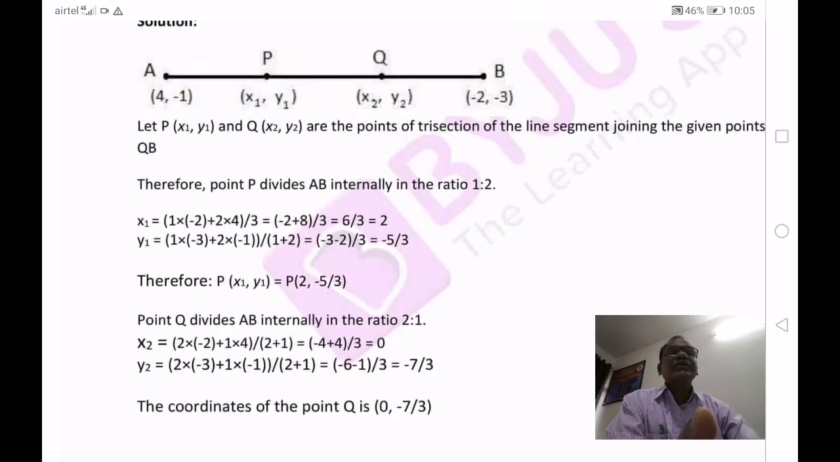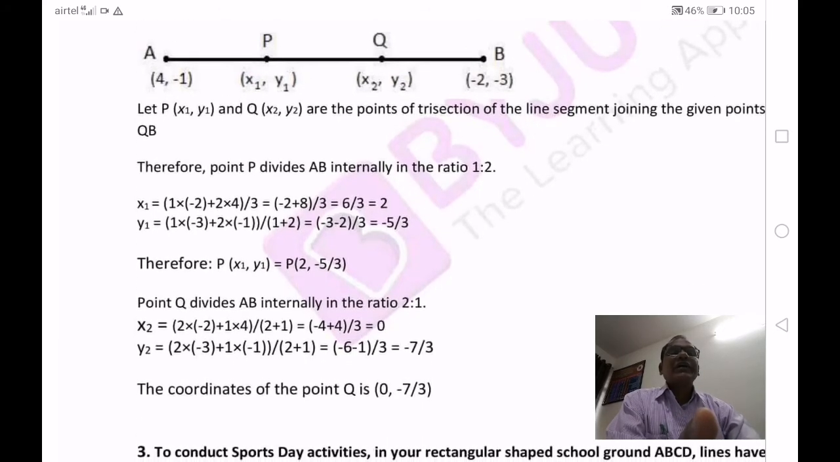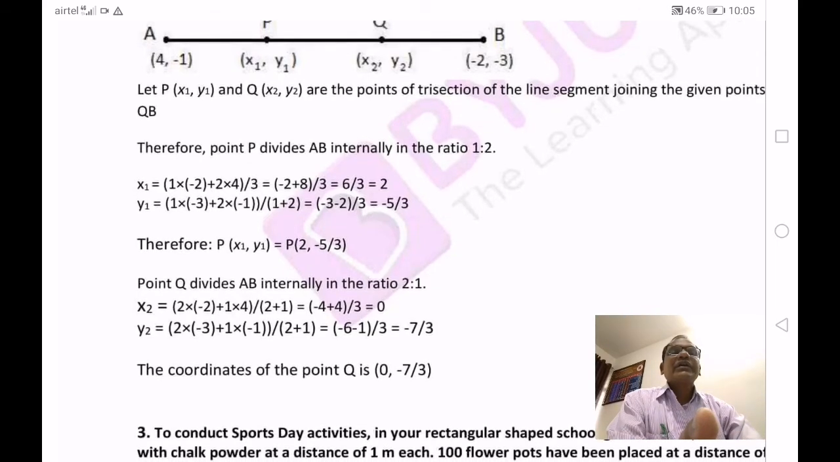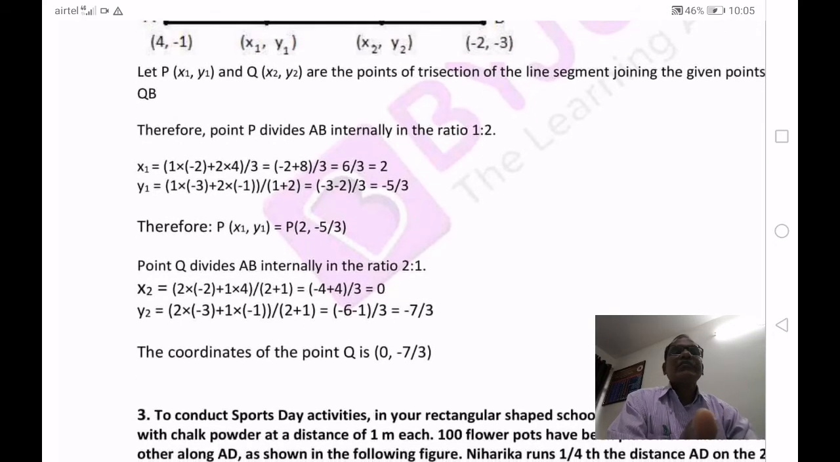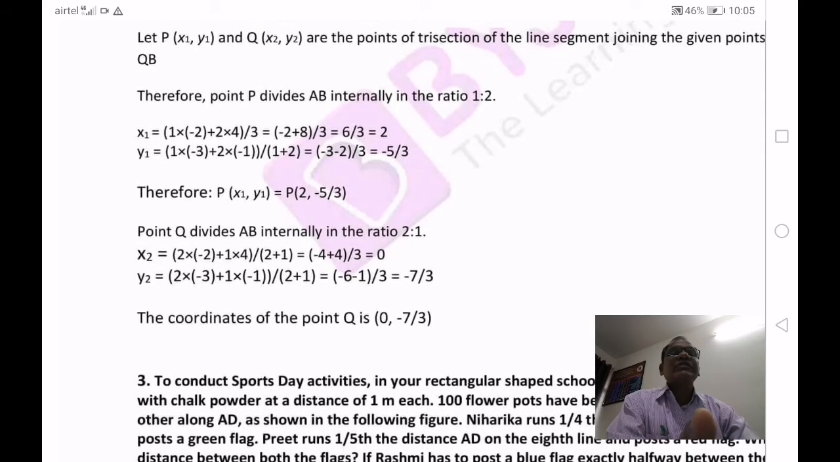One more point is there, Q also is there. Therefore Q divides AB internally. Suppose you think there is no P, that means AQ equals ratio 2 and QB is 1. Same as above, using the section formula, (m1x2 + m2x1)/(m1 + m2) and (m1y2 + m2y1)/(m1 + m2), we get the coordinates of the point Q as 0 comma minus 7 by 3.